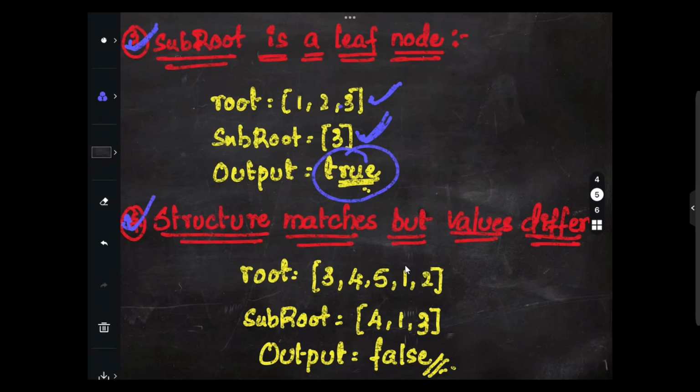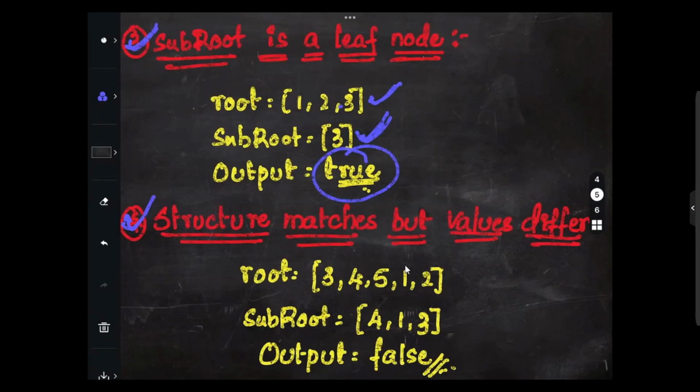Structure matches but the values differ here. You can clearly see we have 3 4 5 1 2, but the subroot we have is 4 1 3. You can just draw the tree and check, right? It will be easier to understand. I'll just leave it for you guys. So this will be false because the structure matches.